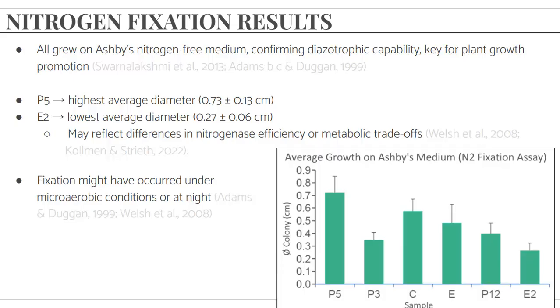For the nitrogen fixation results, all of them managed to grow, confirming a diazotrophic capability, with P5 having the highest average diameter and E2 the lowest. These differences may reflect different nitrogenase efficiency or metabolic trade-offs, and fixation might have occurred under microaerobic conditions or at night, because these cells do not have heterocytes.